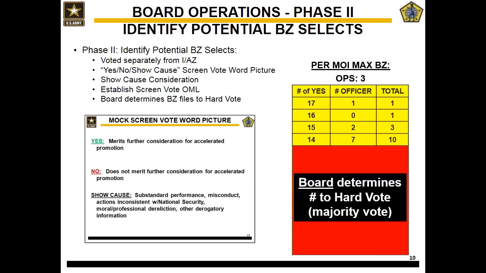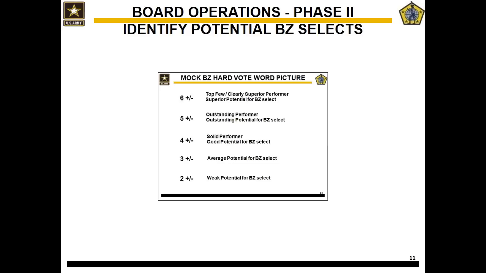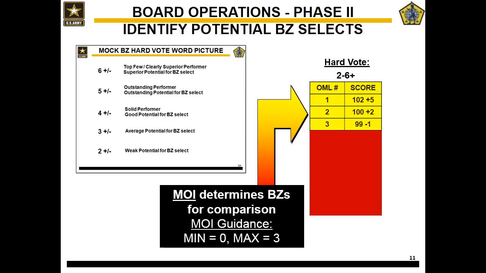The next step in this phase is to hard vote the BZ files. The board will hard vote the 10 officers using a 2 through 6 plus hard vote word picture similar to this. Graphically depicted, the board decided to send all officers with 14 or more yes votes to the hard vote. Once the hard vote is complete, the automated system will generate an OML. Per the MOI, the BZ maximum selection opportunity is 3. Therefore, the top 3 officers on the BZ hard vote OML will be used for BZ comparison in the next phase.